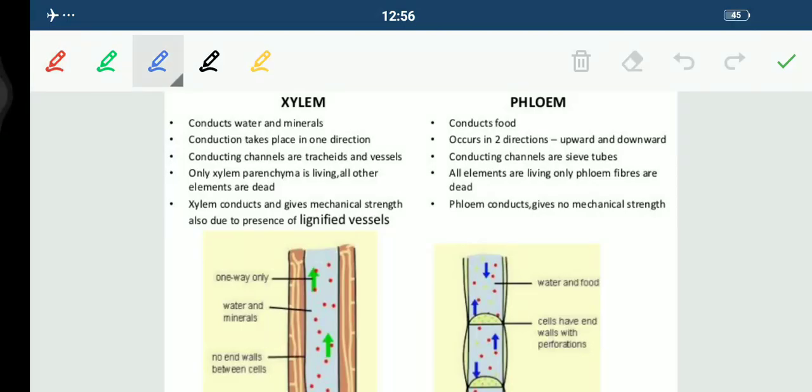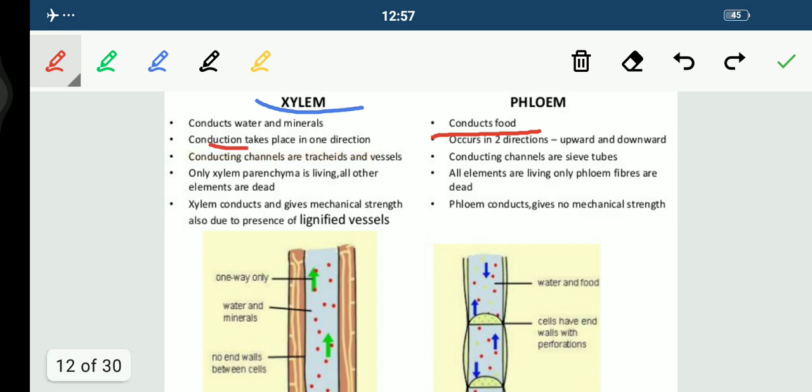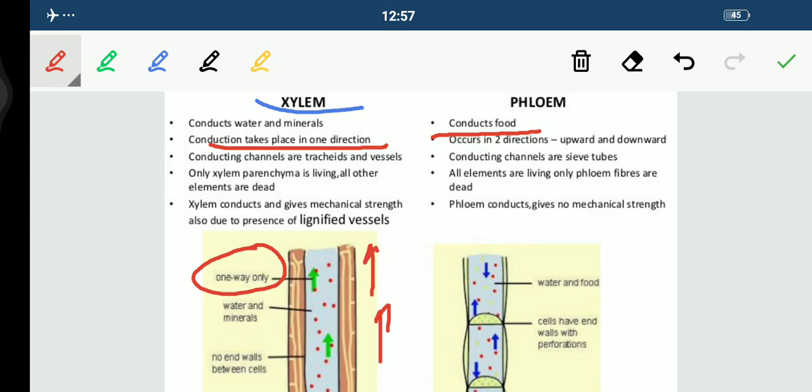So pay attention, students. The first point says it only conducts water and minerals. Talking about xylem, it's a vascular tissue that helps in conducting water and minerals. But talking about phloem, it conducts only food. Conduction takes place only in one direction. You can see here that the green arrow shows conduction is done only in one direction.